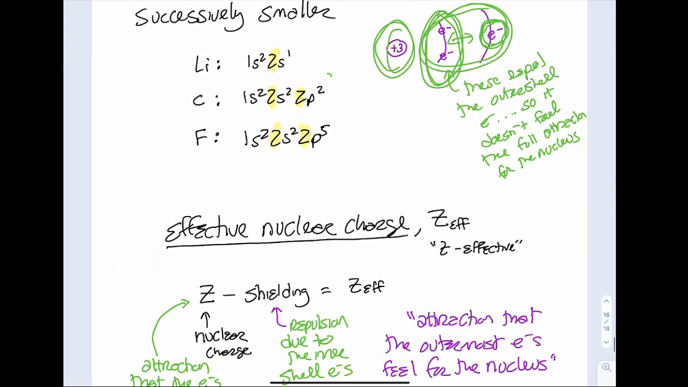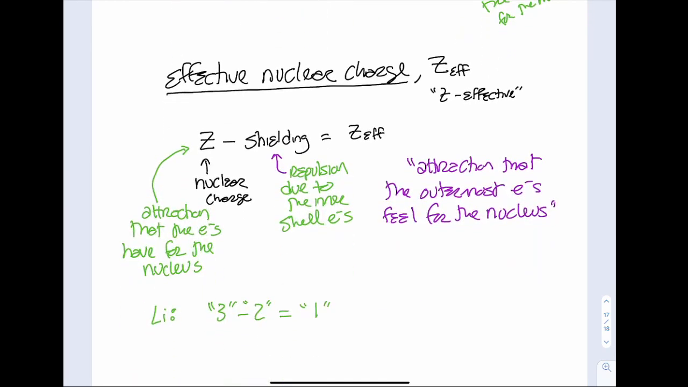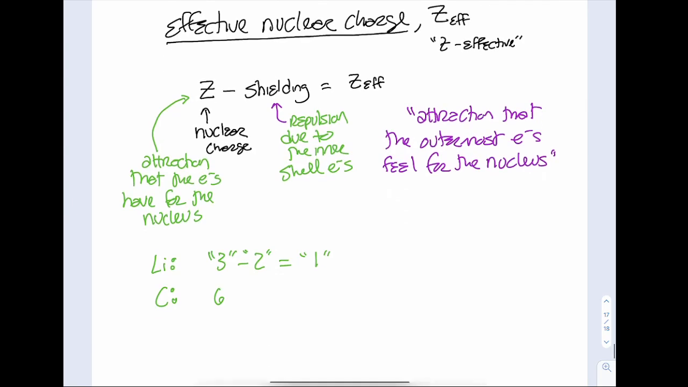If we look at carbon, I have 6 electrons total. So that's going to be my Z, right? My attraction. I have 6 positive charges. I have 6 negative charges. So those groups of 6 things are all attracted to each other, right? 6 electrons being attracted to 6 protons.